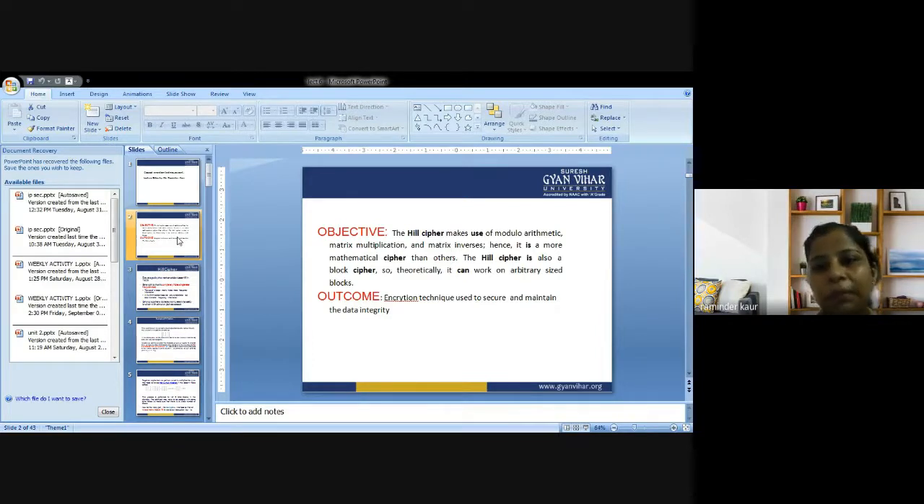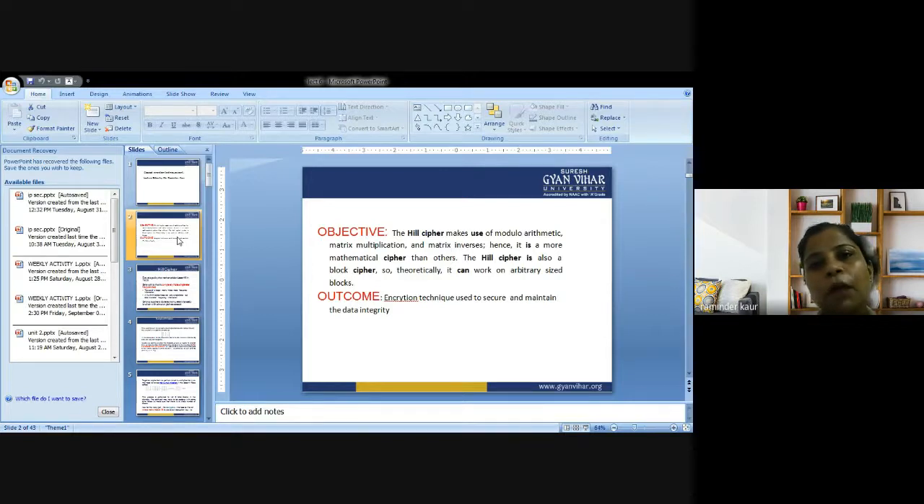So it is a more mathematical cipher than others because so many techniques are involved here, and the Hill cipher is also a block cipher. Theoretically, it can work on an arbitrary sized block. Arbitrary means there is no fixed, defined length in order to select a particular block. It could be of arbitrary size.